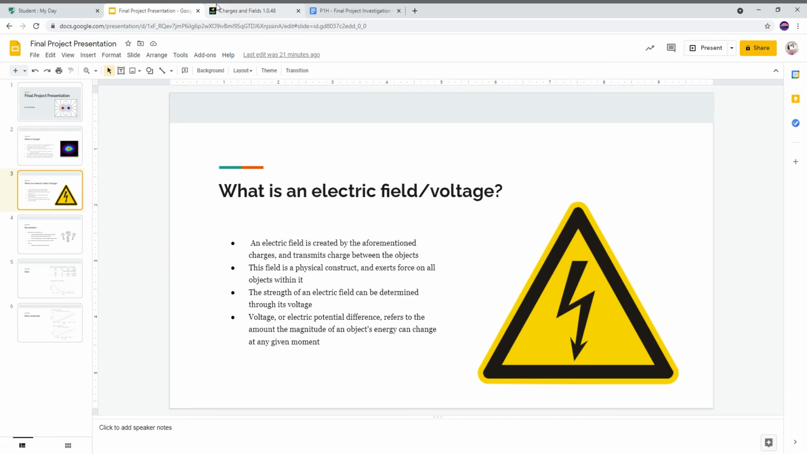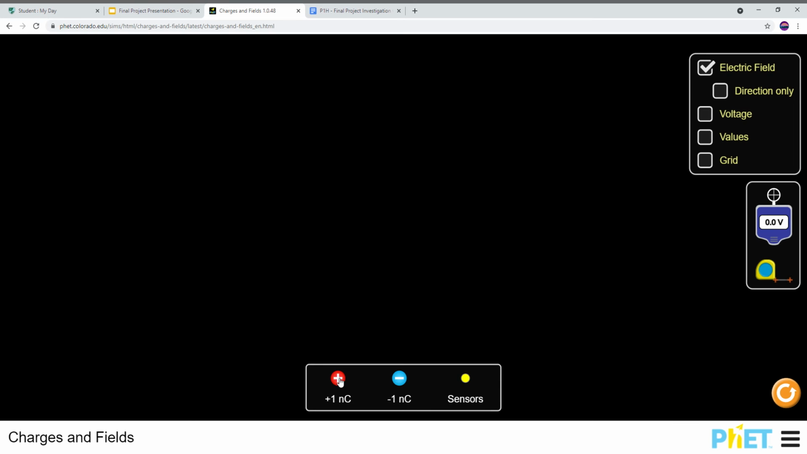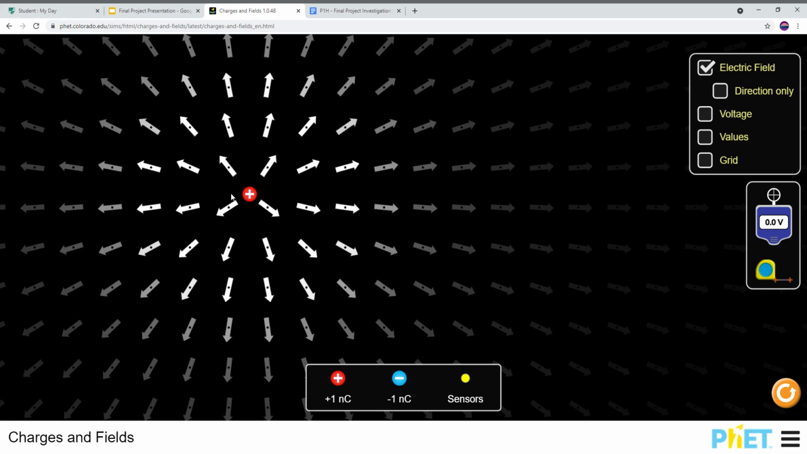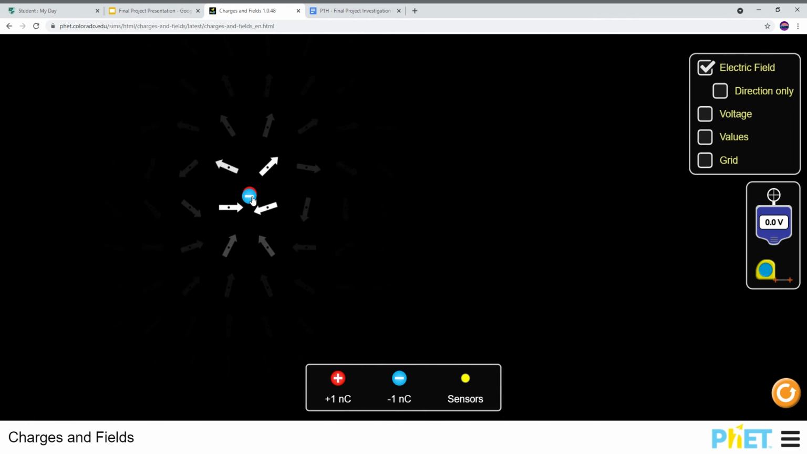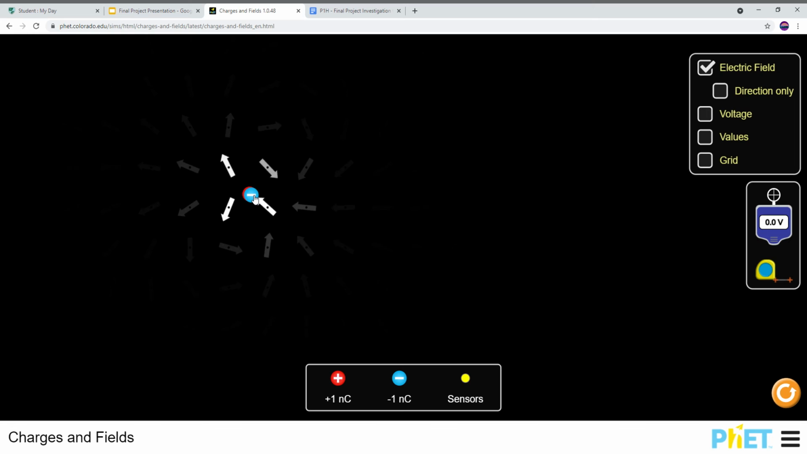Going into the PhET simulator, we see that we can either add a positive charge, which, like I said, repels, or a negative charge, which will attract. An interesting thing is that if you place one on top of the other, if I can do it, they cancel out. It creates a neutral charge, so that's something neat.